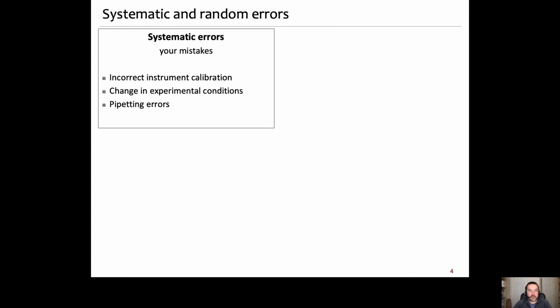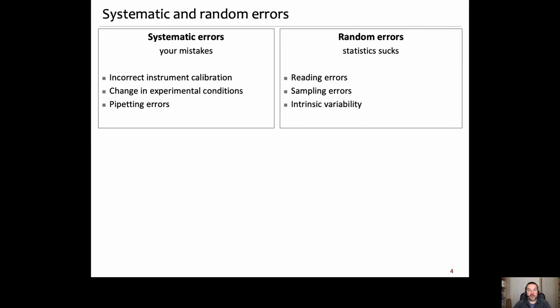First of all, there is a very general division of errors into systematic and random errors. Systematic errors are essentially your mistakes, something that happens in the lab, something went wrong. For example, incorrect instrument calibration, changing experimental conditions, pipetting errors. The other type of error is a random error, and they are there because statistics just works that way and we have these errors. These will be reading errors, sampling errors, and errors related to intrinsic variability.